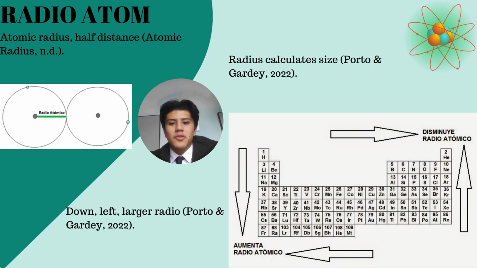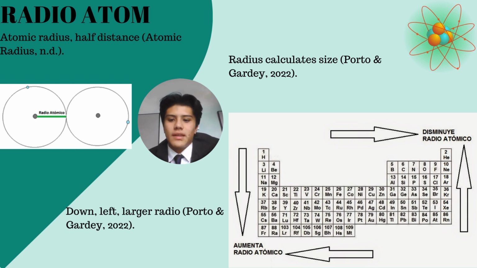The atomic radius is defined as half the distance between two adjacent atomic nuclei of an element. From the atomic radius, the size of the respective atom can be calculated. On the other hand, the size of the atom influences changes in state, density, and other properties, such as melting and boiling points.